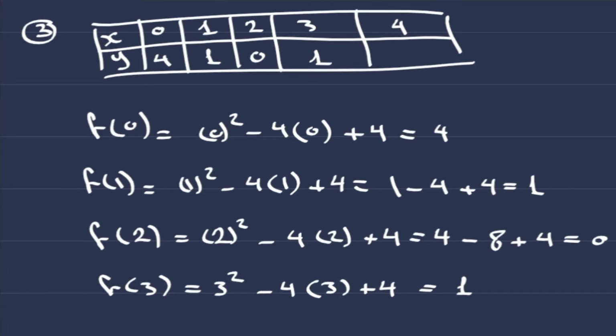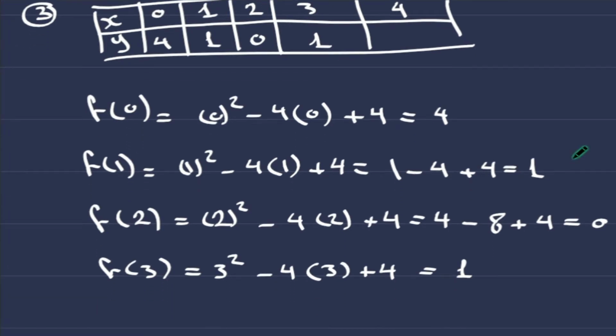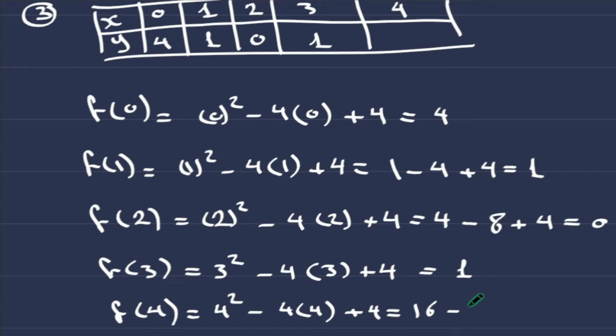And then finally, we have 4. Substituting x with 4. So f of 4 is equal to 4 squared minus 4 times 4 plus 4, which is, 4 squared is 16. And negative 4 times 4 is negative 16. And then plus 4. So it's equal to 4. So f of 4 is equal to 4.